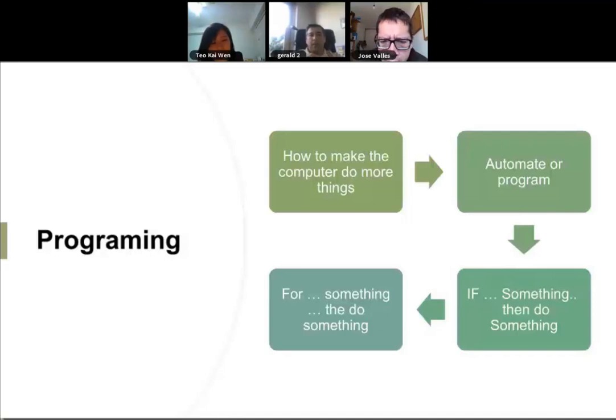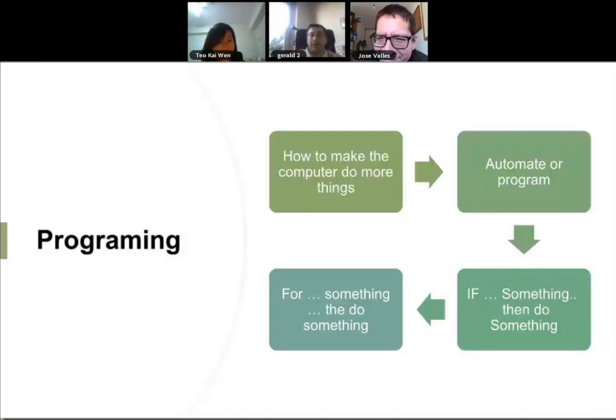The main principles of this automation in programming have only two components. The first one is just having a logical decision: if you have some condition, then do something. That's the basic principle of programming. And the second basic principle is loops. How can I do something many times, iterate it? So for a condition, do something until something happens. You have these two components that allow you to do almost everything in programming.